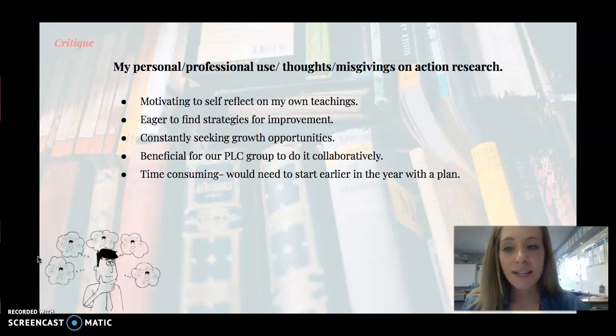I could really see this being beneficial for our PLC groups and do it collaboratively as a whole grade level. And I can also see that it would probably be time consuming. I saw that as something that could maybe stand out. But I think if we started at an earlier time in the year, maybe not like right now at the end of the year, that we would have more of a chance to not make it feel as time consuming.